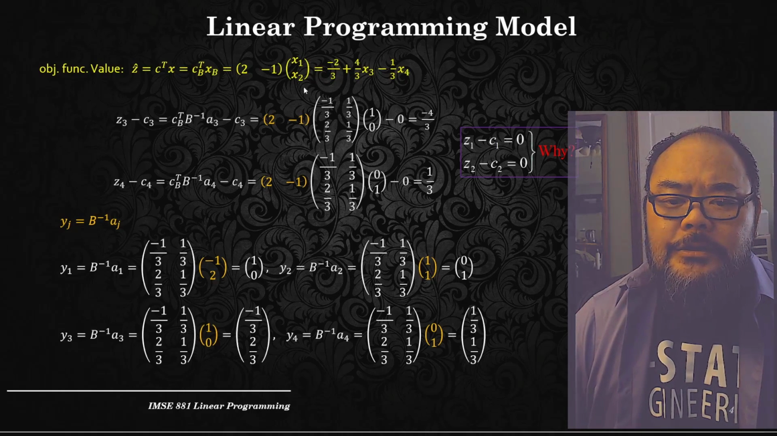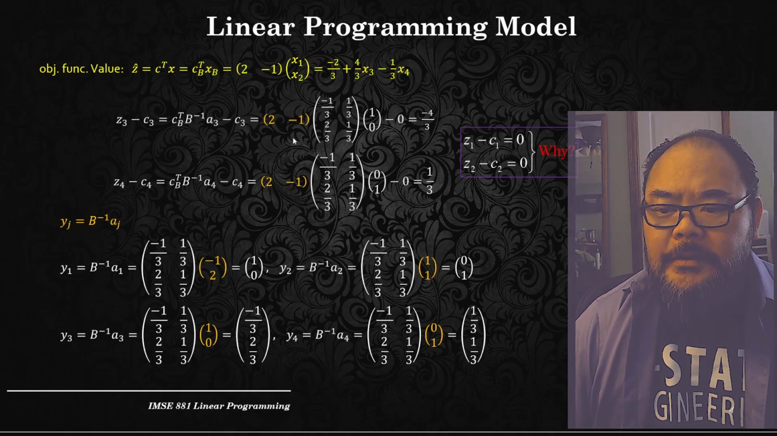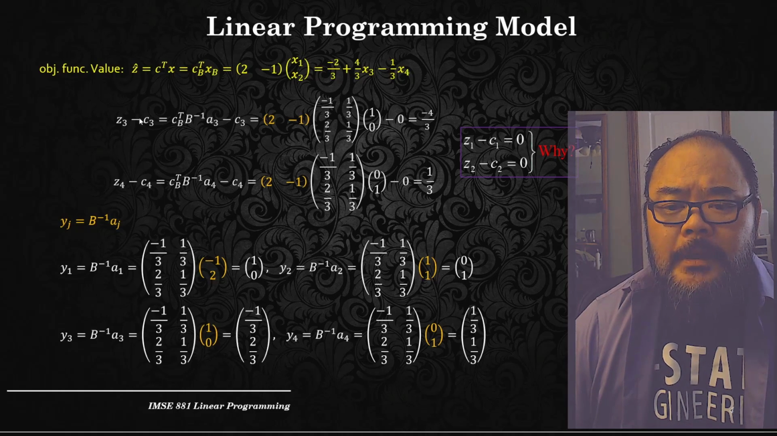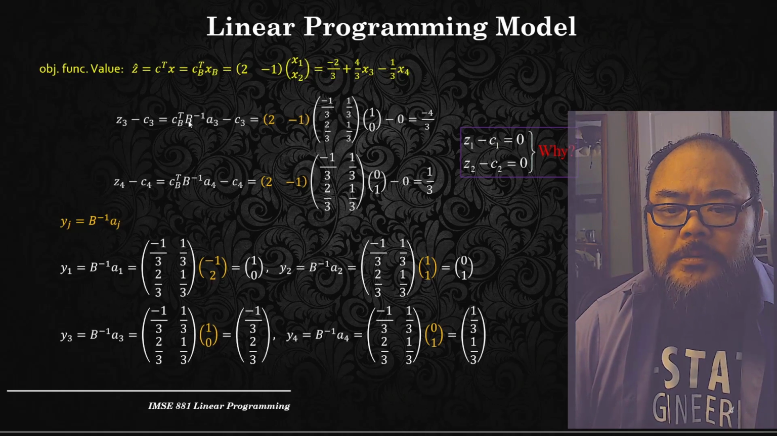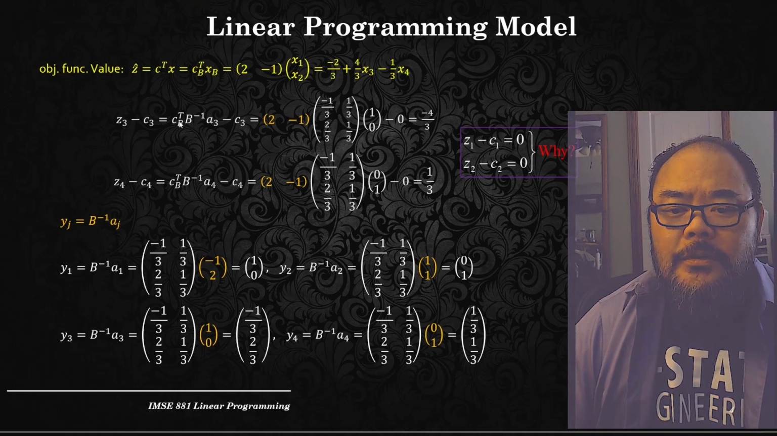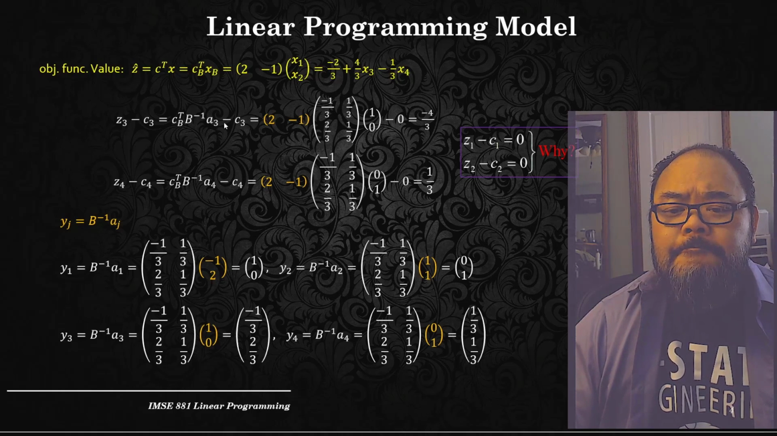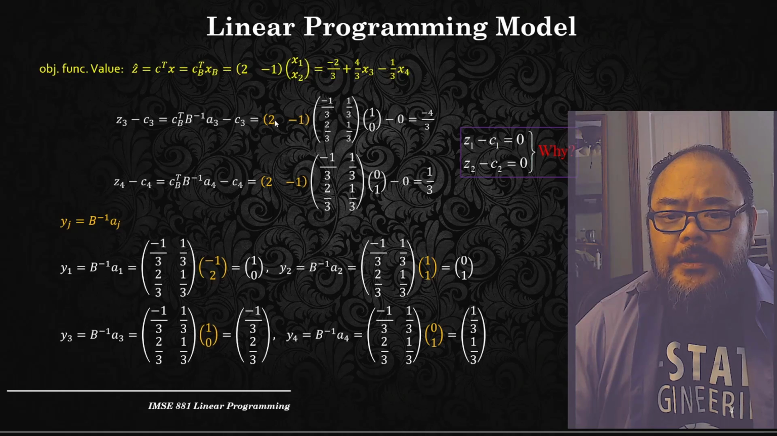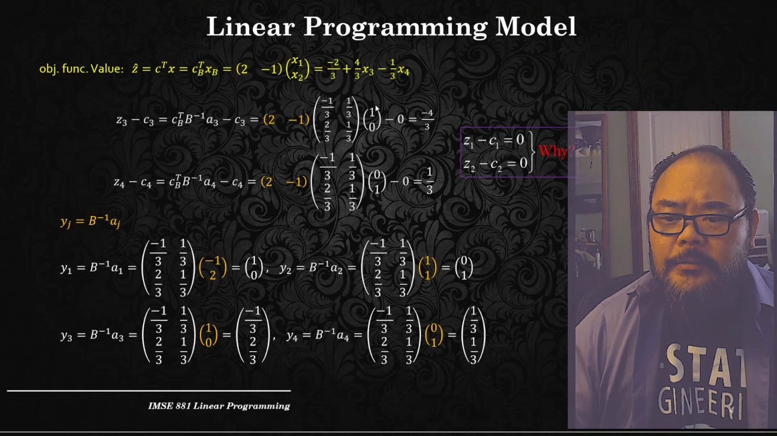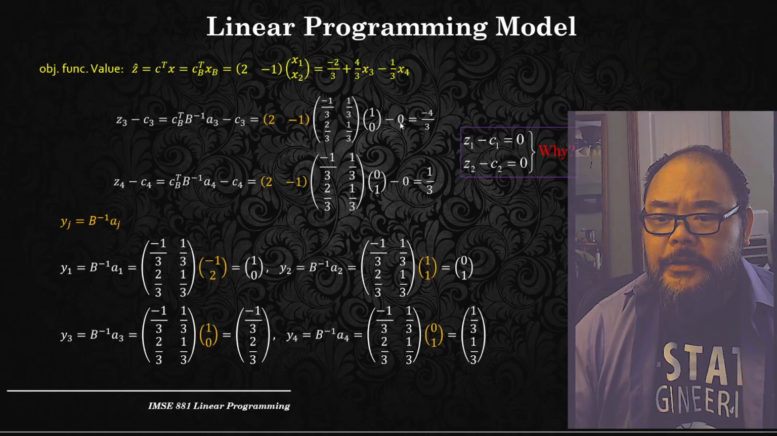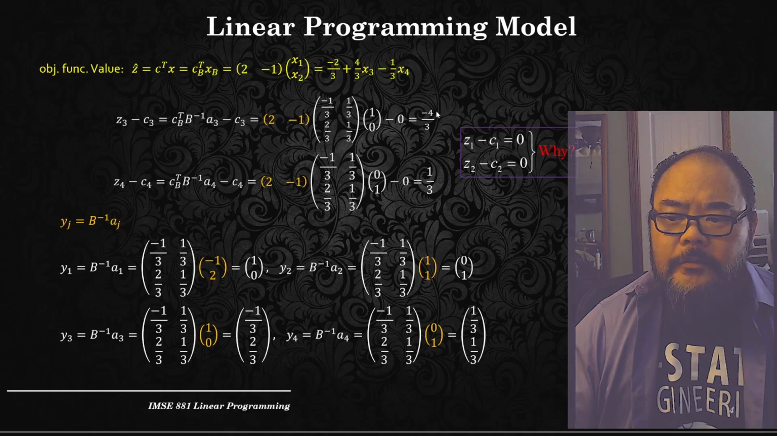And we can calculate the zj minus cj for the non-basic columns, which are x3 and x4. Let's take a look at z3 minus c3. To calculate z3 quickly, cB transpose times B inverse times A3 is also cB transpose times y3, which is B inverse times A3, where A is the original matrix column 3, minus c3, the cost coefficient for x3, which is 0. So cB is 2, negative 1, times B inverse times the original tableau column for x3, which is 1, 0, minus the cost coefficient for x3, which is 0, and we get 4/3.